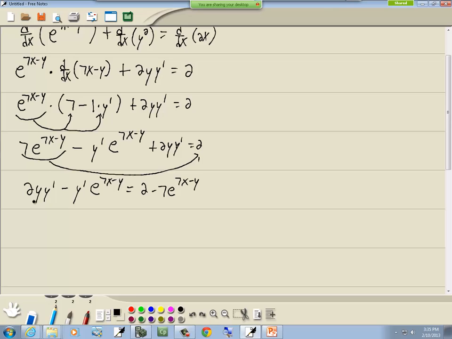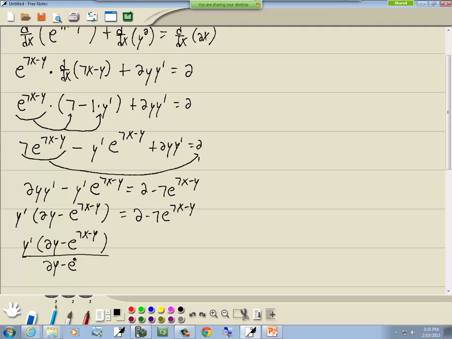We want to solve for y prime, so we want to factor out a y prime. And that gives us 2y minus e to the 7x minus y equals 2 minus 7e to the 7x minus y. Now we want to get y prime by itself, so we'll divide both sides by what's behind our y prime. So we'll divide both sides by 2y minus e to the 7x minus y. Do the same thing on the right side.